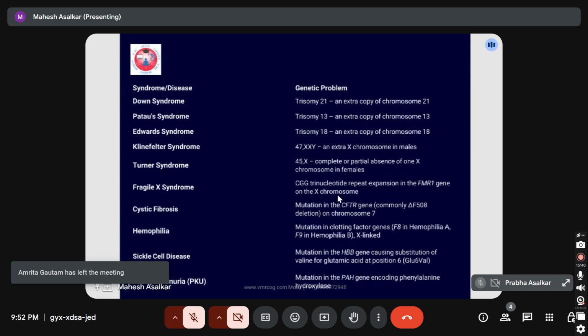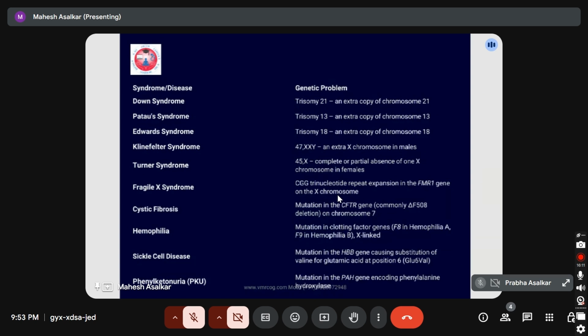Then you can have Fragile X syndrome, where there is a CGG trinucleotide repeat expansion in the FMR1 gene on the X chromosome. Okay. Cystic fibrosis, where the chromosome affected is chromosome number 7. Mutation in the CFTR gene, that is the cystic fibrosis gene, commonly delta F508 deletion, okay, on chromosome 7. So in cystic fibrosis, chromosome 7 gets affected.